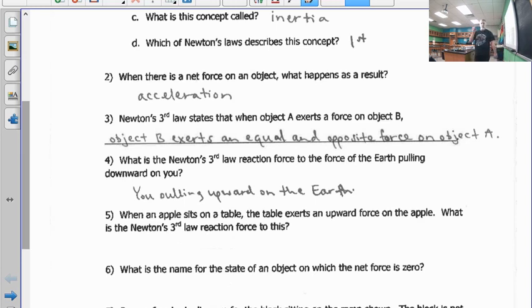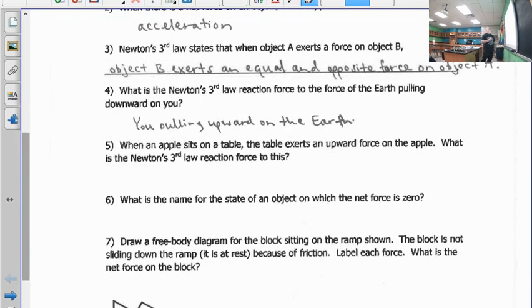When we're doing Newton's third law, Newton's force pairs, it's the same two objects that are always involved. When an apple sits on a table, the table exerts an upward force on the apple. What is Newton's third law reaction force to this? This is a trickier one.